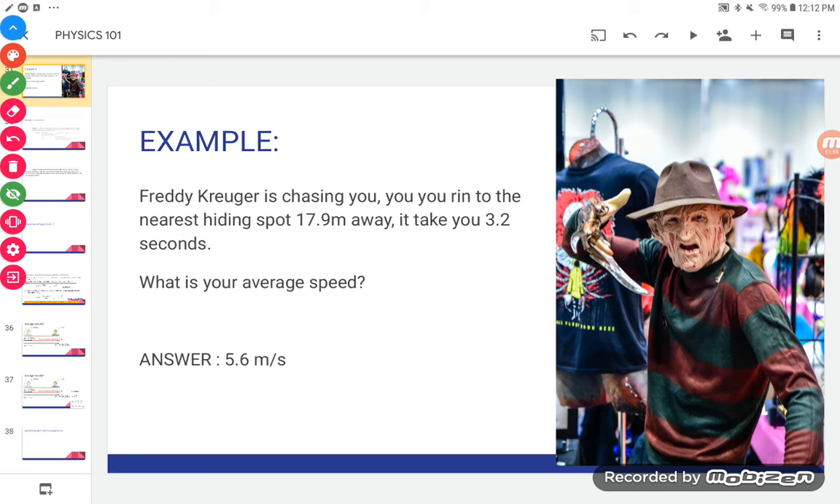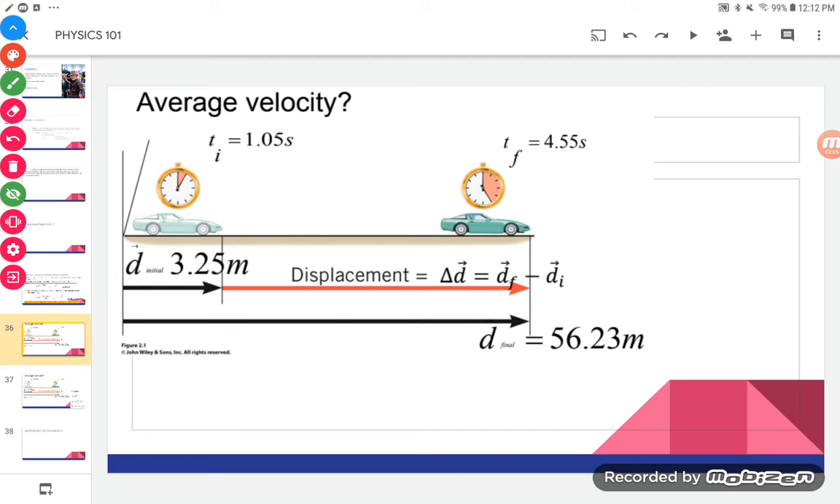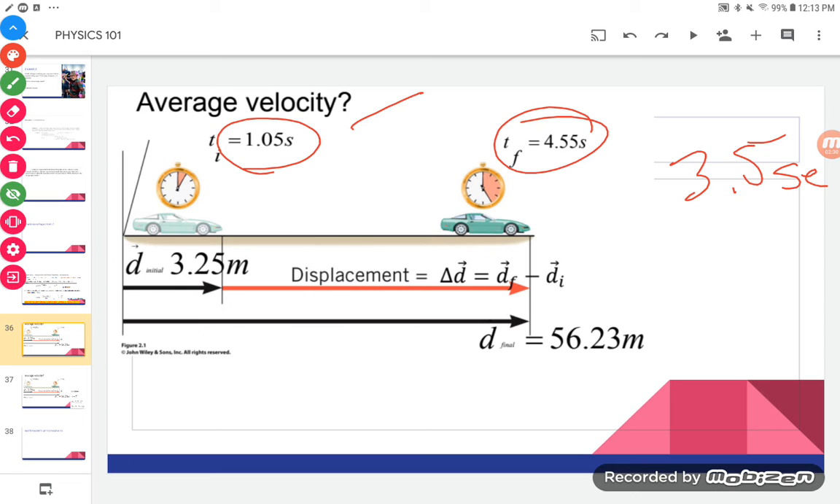Okay, so example, if Freddy Krueger is, this is the example I was looking for. Okay, so we're talking average velocity here, okay, and this is just a little more complex because initial time and initial distance is not 0, okay, so initial time is 1.05 seconds, final time is 4.55 seconds, so total time would be 3.5 seconds. So it's TF subtract TI, initial, to get total time.